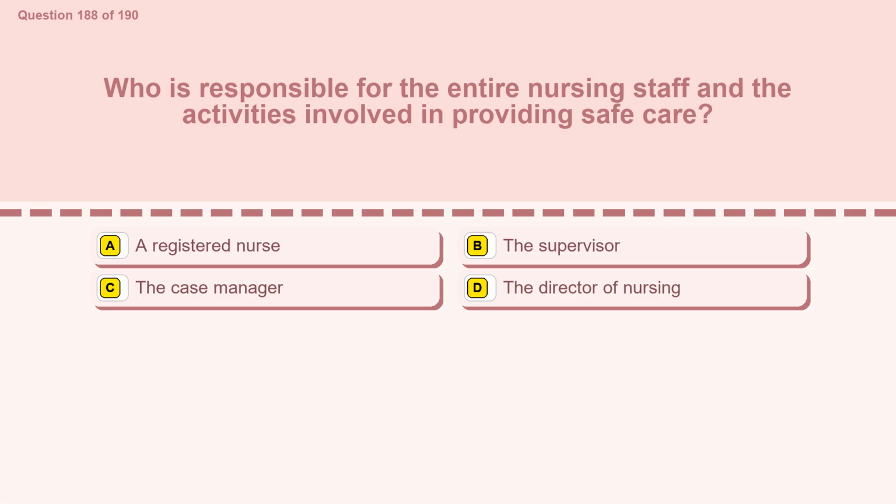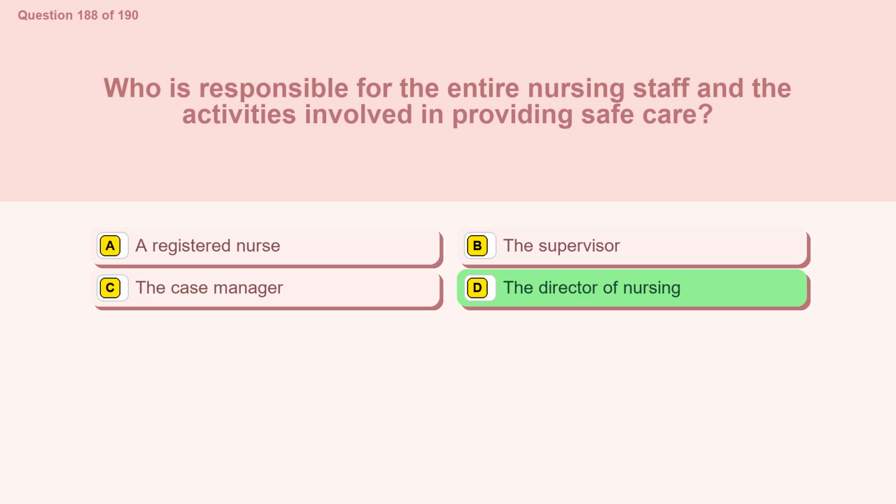Question 188. Who is responsible for the entire nursing staff and the activities involved in providing safe care? Option A, a registered nurse. Option B, the supervisor. Option C, the case manager. Option D, the director of nursing.